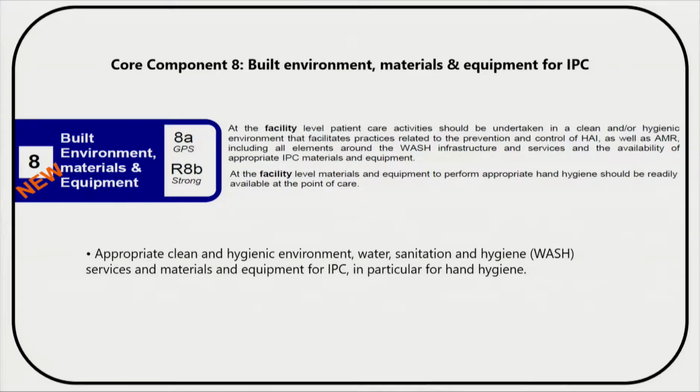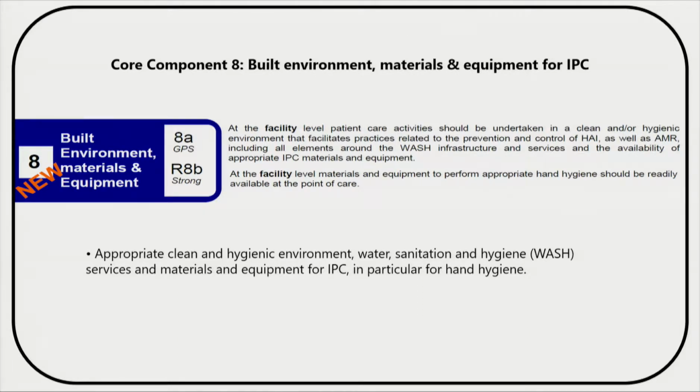Then the last component is about the built environment, materials and equipment for infection prevention and control. I would not go into the detail of all the environment, materials and equipment, but I would like to definitely mention two or three areas which are going to play a very vital role. Number one is a clean and hygienic environment. We have to have an appropriate clean and hygienic environment. If we do not have that, it is going to be very, very difficult to implement infection prevention and control practices.